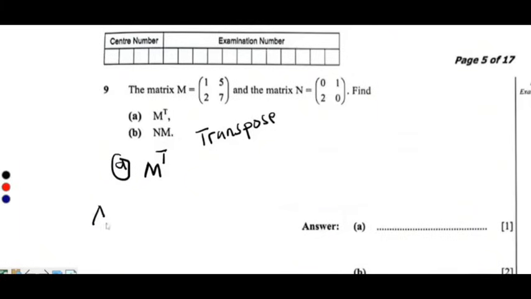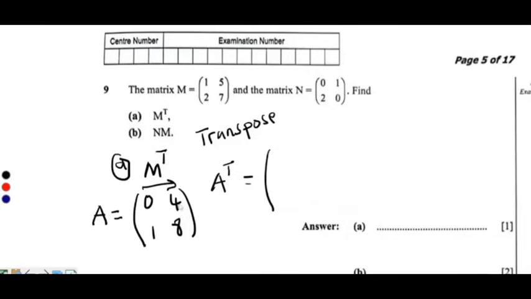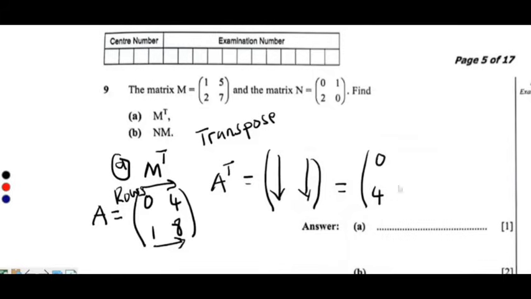For example, if you have matrix A, I'm just giving an example, matrix A is equal to maybe 0, 4, 1, 8. This is the matrix for A. So, if they ask you to find the transpose A to the power T, meaning the transpose of matrix what? A. What you are going to do is, here, 0 and 4, these are the rows, okay? So, you change these rows to become columns. This 0, 4 will be written in this direction, okay? Again, this row 1 and 8 will also be written in this direction. So, your answer is going to be: here you write 0, 4, then here you write 1, 8. That is how they are going to change.